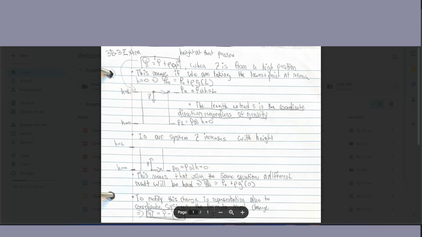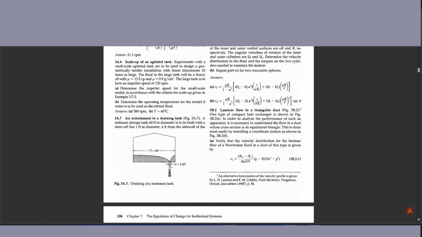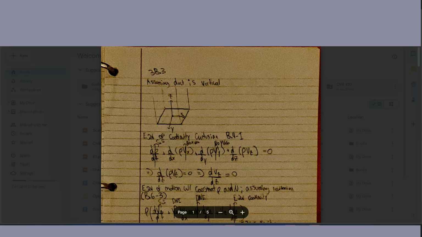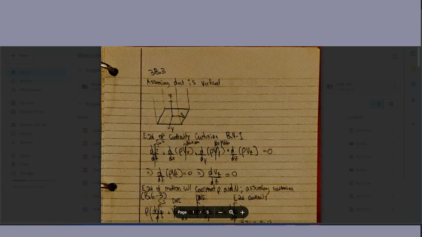All right, here's the derivation for the modified pressure equation. Basically you have this standard equation: modified pressure equals pressure plus rho times g, or density times g, times the height at that pressure. That's what this example gives you for this equation. Z increases with gravity, but in our coordinate system, Z increases against gravity. That's going to be important, and it's going to mean that we have to modify this equation, and I'll show you why.